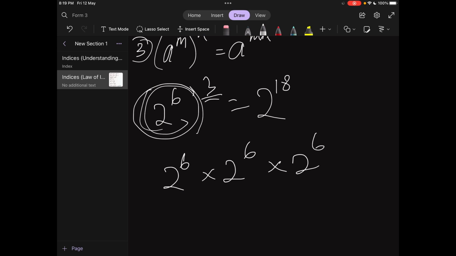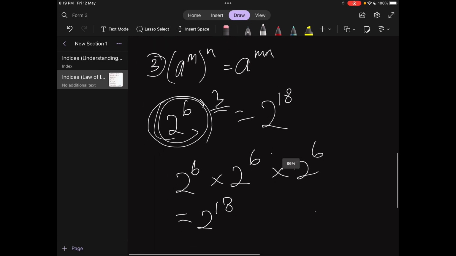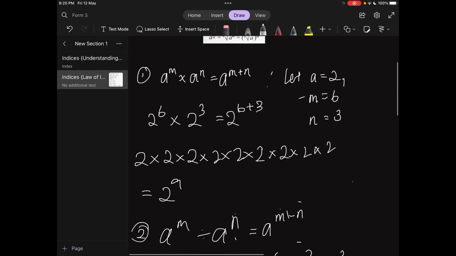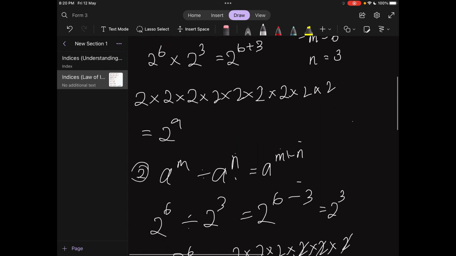So since we know the first law, which is times with the same base number, we can just add the powers together. So here we can just add 6 plus 6 plus 6. We get 18. And that's it, as simple as that. That's why a to the power of m, the whole thing to the power of n, is the same as a to the power of mn. And that's the third law. Now, moving on to the fourth law.